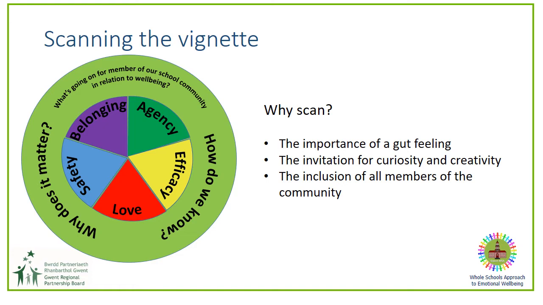At its centre is the inclusion of all members of the school community. So when looking at the vignette and thinking about scanning, the process is one of holding in mind these 5 components of wellbeing, which you can see centrally within the diagram on your screen, and asking these 3 overarching questions in relation to how the situation might be impacting on these components of wellbeing. So what is going on for our school community in relation to wellbeing? How do we know, and why does it matter?